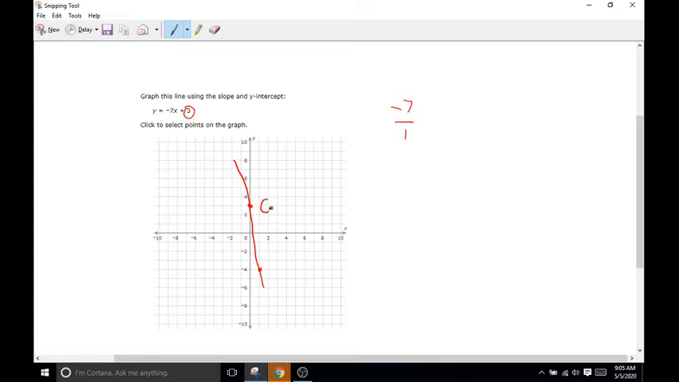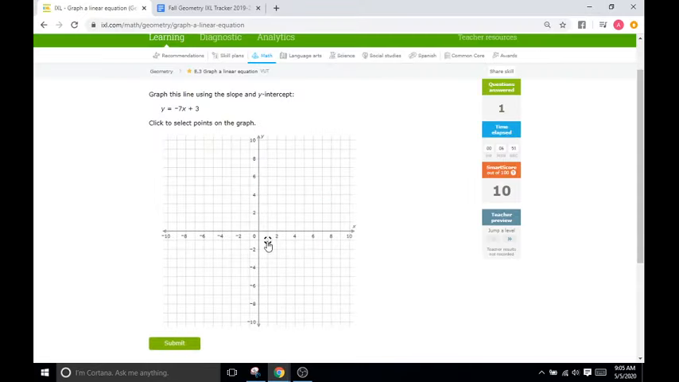So again, the points are going to be (0, 3), and it looks like this is at (1, negative 4). So we'll do (1, negative 4), and then (0, 3). So right there. That should be our line.